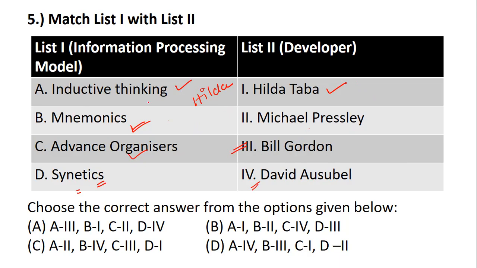So if you see A is 1, let's see in which option A is 1 given. A is 1, B is 2, C is 4, David, and synetics is 3. So your right option turns out to be option number B, the right answer.